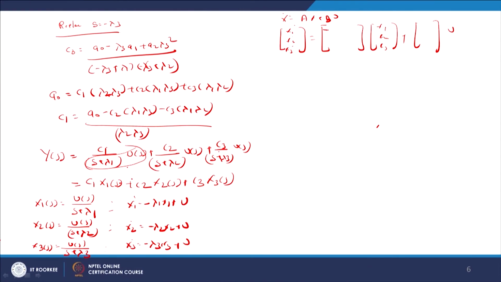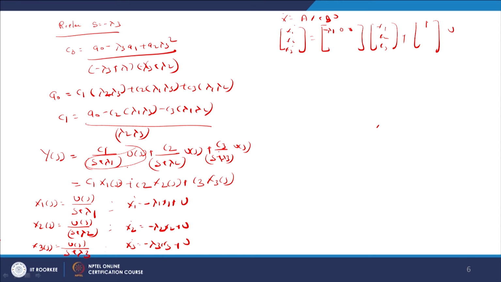For the first state, x1 dot equals minus lambda 1 x1 plus u, but there are no terms of x2 and x3. Therefore, we can write this as minus lambda 1, 0, 0, times x1. Is there a term for u? Yes, there is one term of u, that is 1 into u. So, we can write 1.